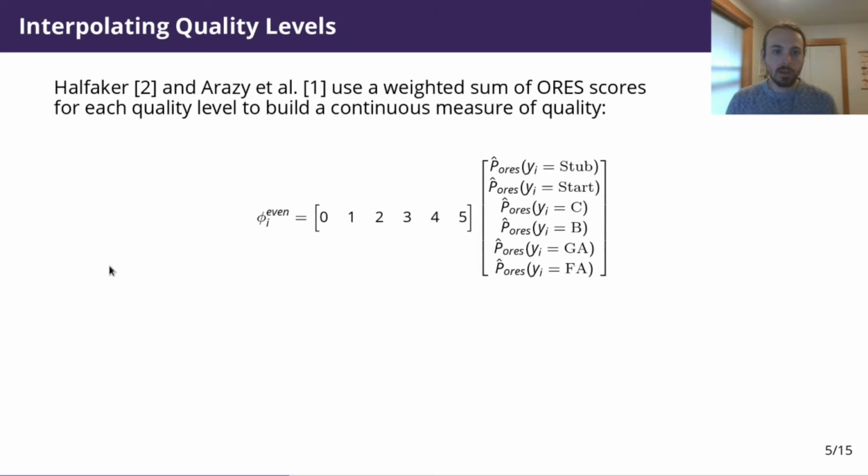So a natural way to convert these probabilities into a single-valued measure of quality is to take a weighted sum of them. This is an approach that was first introduced by Halfaker and has been adopted by other researchers, including by Arazy et al. The idea is that you handpick these weights, 0, 1, 2, 3, 4, 5, and then you take a sum product of the weights and the scores to get a continuous measure of quality. So that's 0 times the probability that your article is a stub, plus 1 times the probability that it's a start, plus 2 times the probability that it's C, and so on.